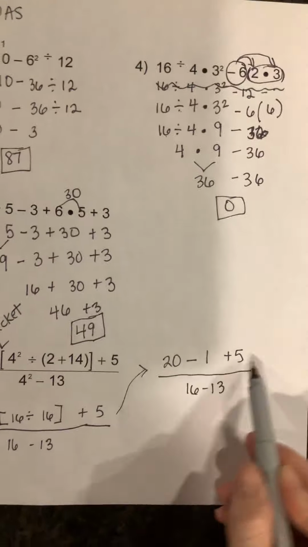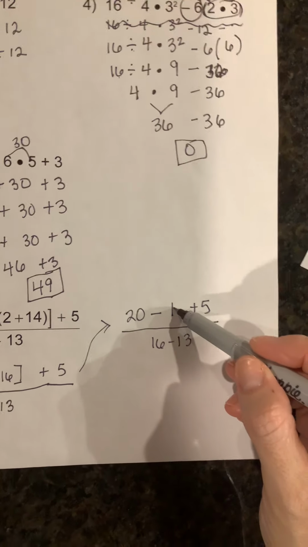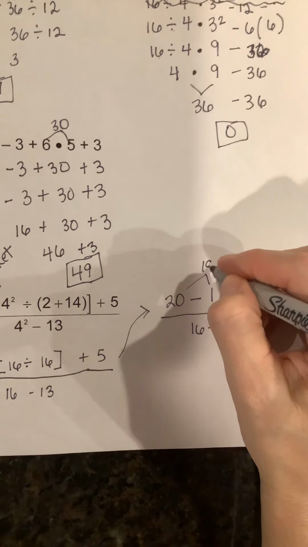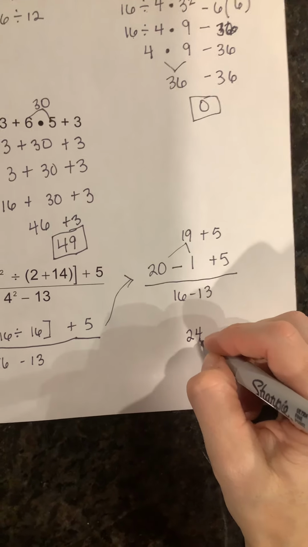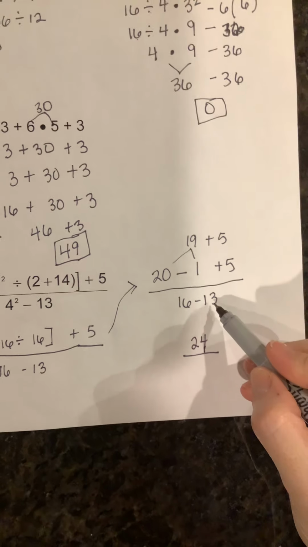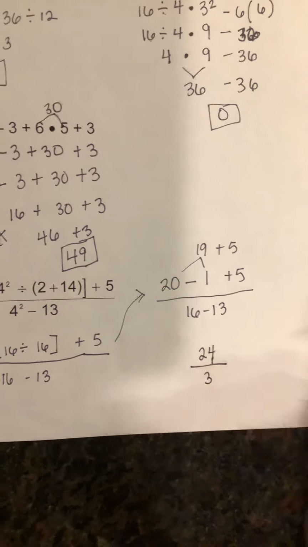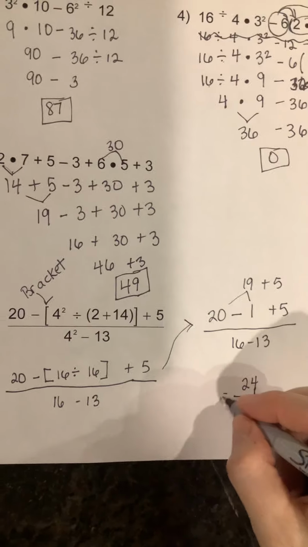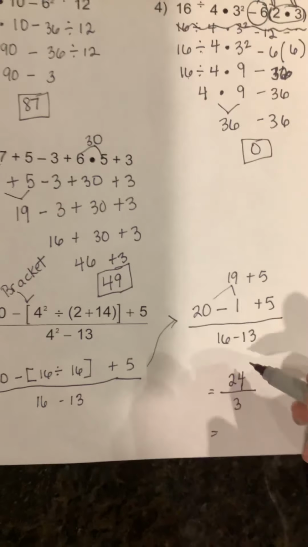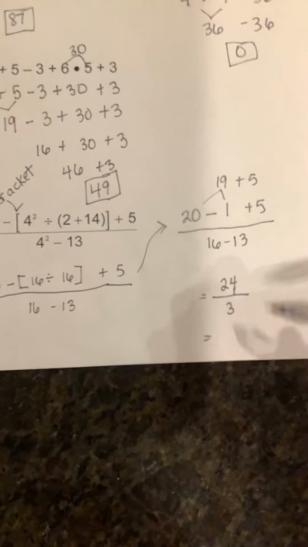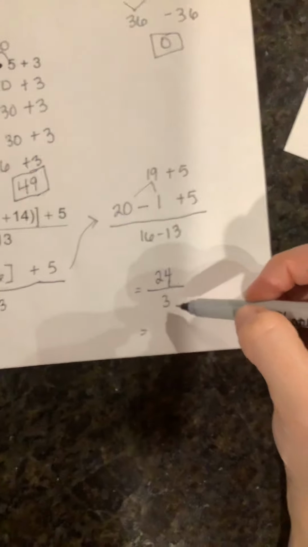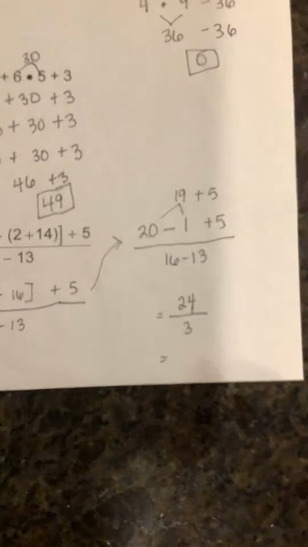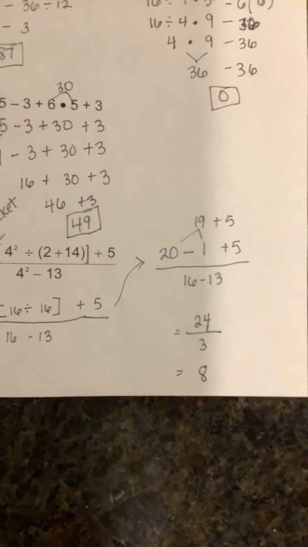All right, so now I can do what's on top in the order. So 20 minus 1 is 19. 19 plus 5 is 24. And 16 minus 3 on the bottom gives me 3. Now then I'm going to divide, because it looks like a fraction, but all a fraction is, is a division problem. So 24 divided by 3 gives me 8. Okay. All right, so that is the completion.